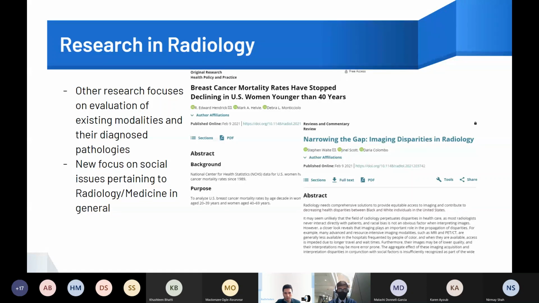Another focus very recently has been on social issues pertaining to radiology and medicine in general, which is the second study here, which is narrowing the gap, imaging disparities in radiology. And usually, you wouldn't think about social issues like racism or discrimination in radiology. But this study here makes a really good point in that the access of high scale or high quality radiology services is usually less to certain groups of people, which creates a disparity in the access to healthcare in clinical radiology for different demographics of people. So this is a new focus that's coming into research in radiology that I think is very important and something that anyone can do and look at the situation. So this is something to look forward to as well.